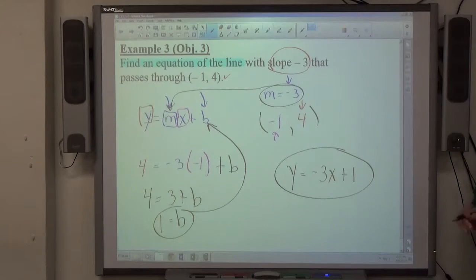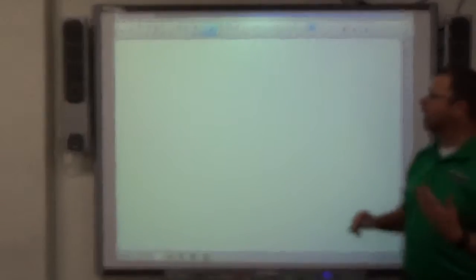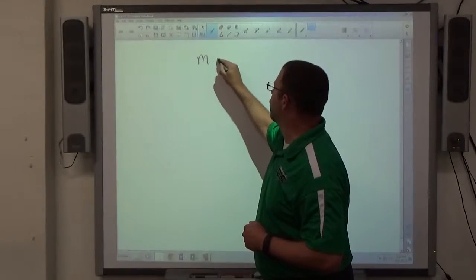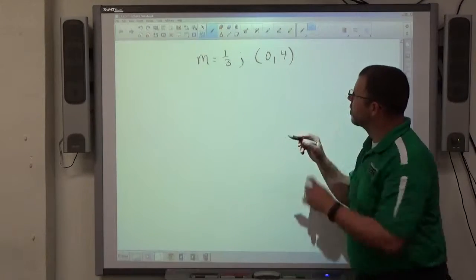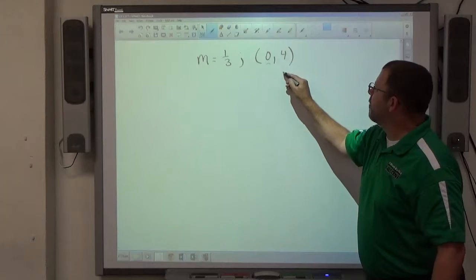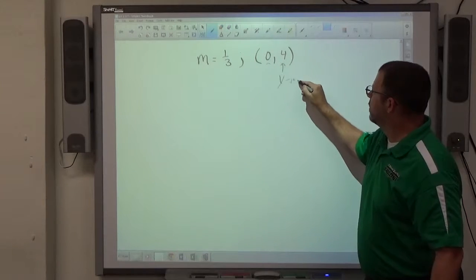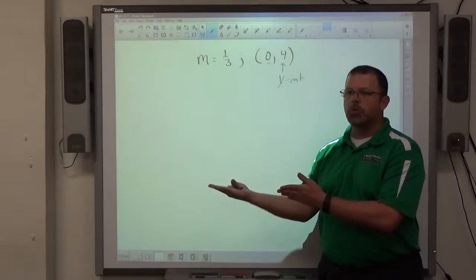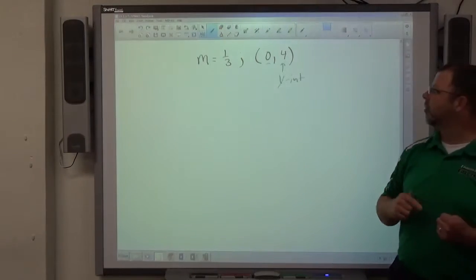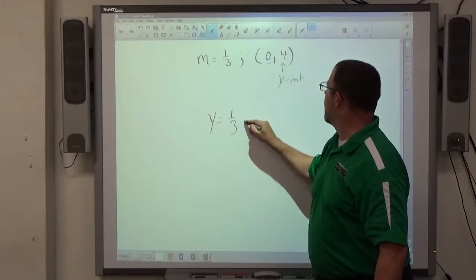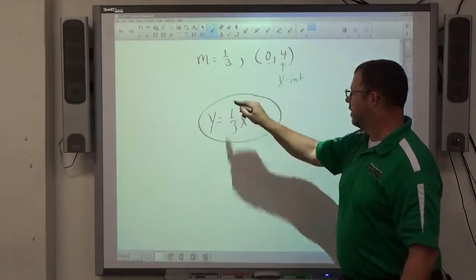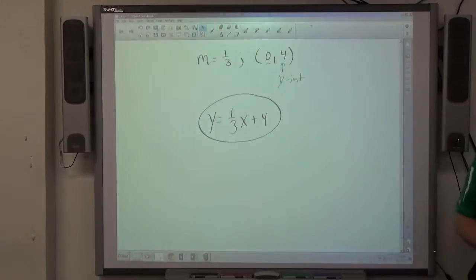Okay, and just a heads up, when you get to your homework assignment on this section, they may tell you this: the slope, let's say, is 1/3, and it passes through the point (0, 4). Whenever you see 0, anything, that's the y-intercept. So basically, if they tell you the slope is 1/3 and the point it passes through is (0, 4), they're telling you the y-intercept. The answer is simply going to be y equals 1/3 x plus 4. Just write the answer and I'll be fine with that. No work necessary. I'll be happy that you recognized it for what it was.